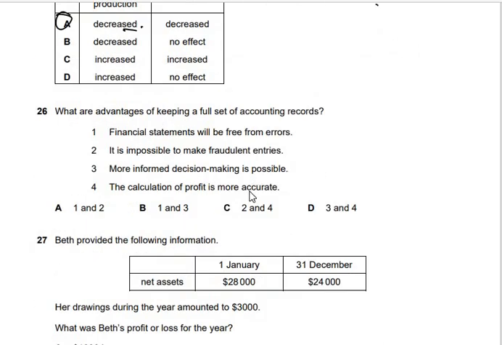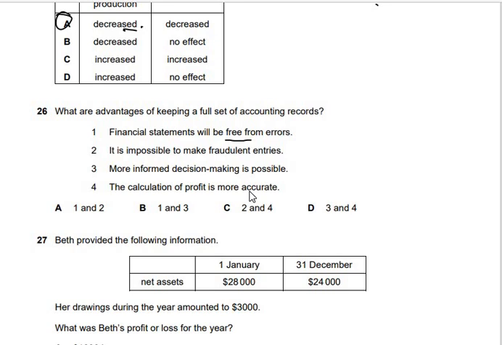What are the advantages of keeping a full set of accounting records? Right. Financial statements will be free from error. We cannot make that sweeping statement to say that the financial statements will completely be free from error. Errors can be there, but they can be reduced. Right? So number 1 is not correct.